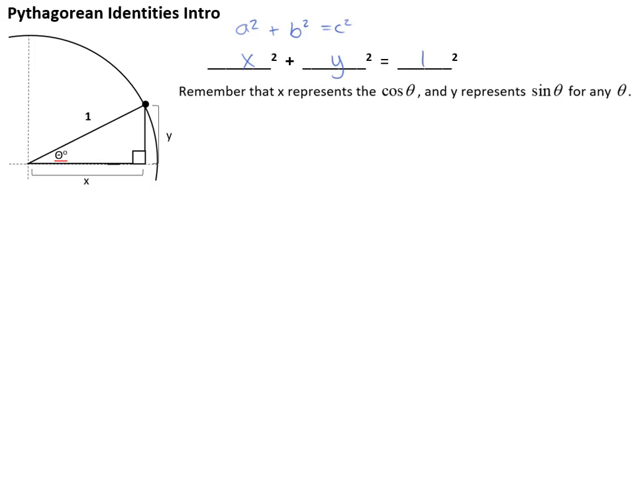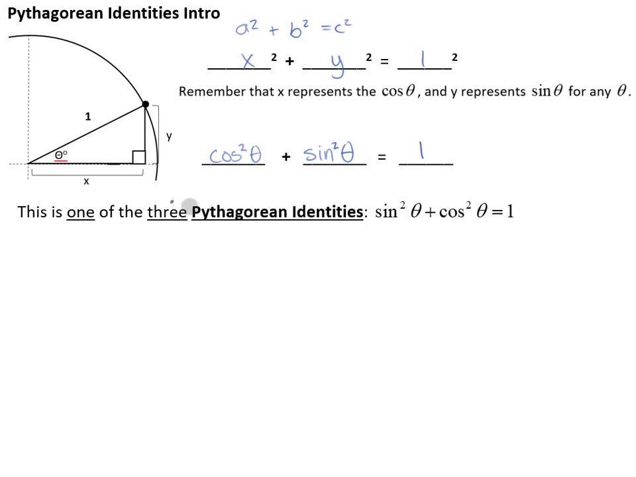So another way that we can write this is cosine squared of theta. And when we write the trig function squared, we put the square before the argument, which would be theta here. But cosine squared plus the y coordinate, sine squared, has to equal 1 squared, which is just 1. Okay, this is a very important Pythagorean identity to memorize. Cosine squared plus sine squared equals 1. Okay, very important. We will use that a bunch.